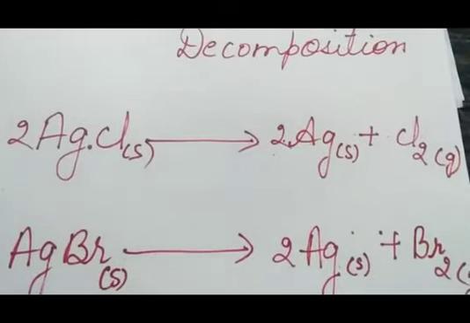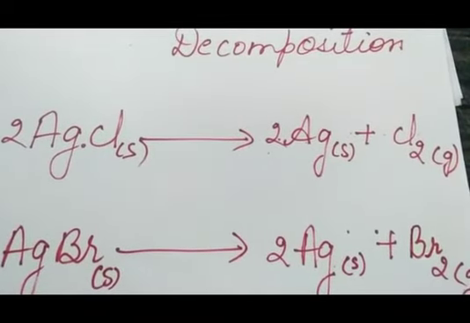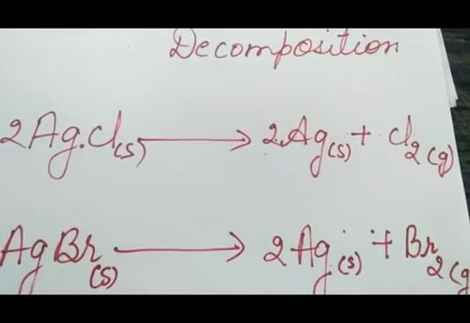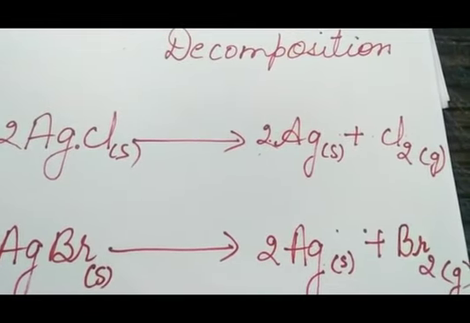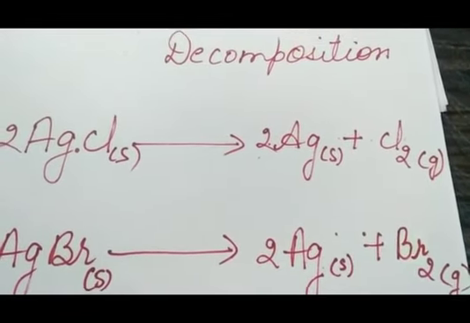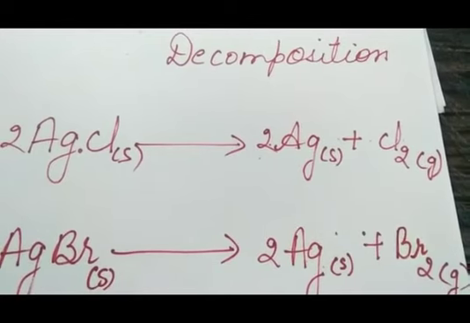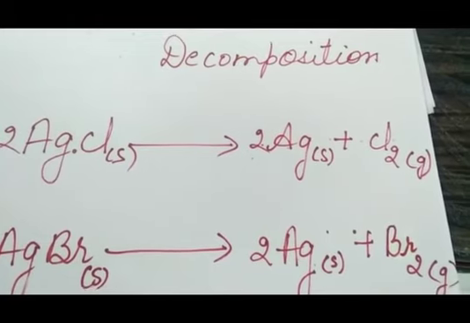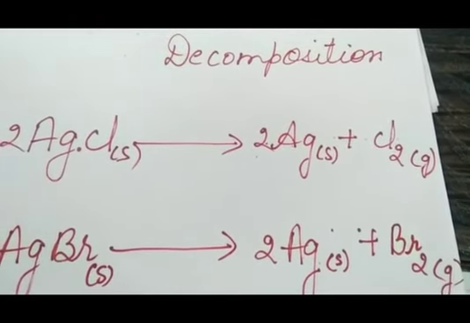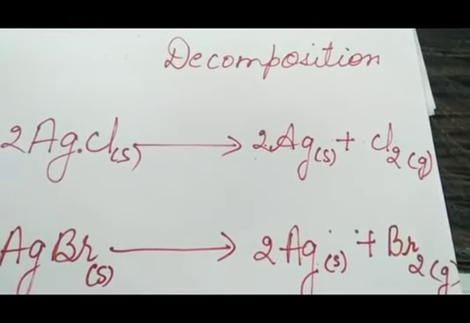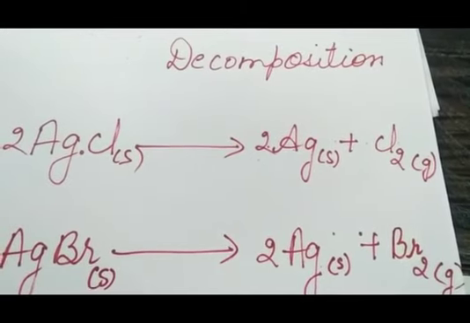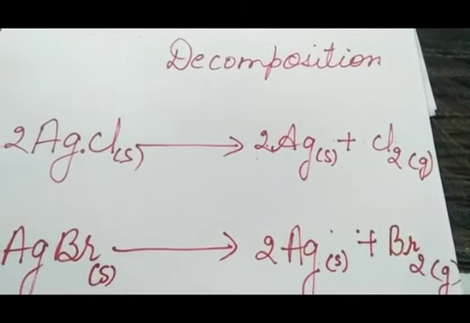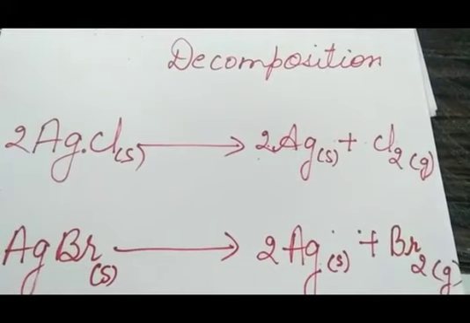Let us see the reaction which is taking place here. Silver chloride on decomposition breaks up into two products, silver and chlorine. Similarly, silver bromide also on photodecomposition gives silver and bromine. So this is an example of photodecomposition reaction. This reaction is used in black and white photography.